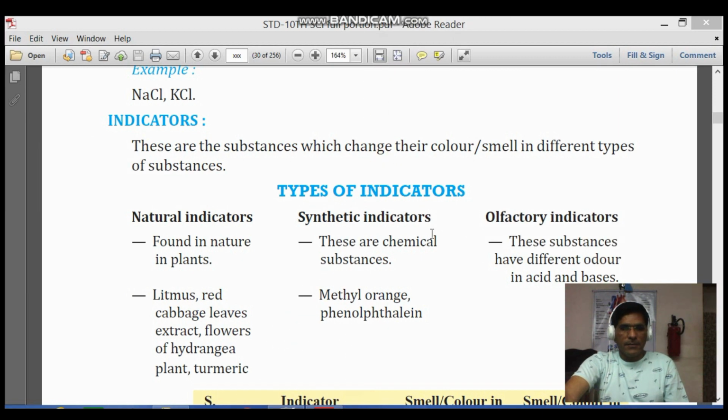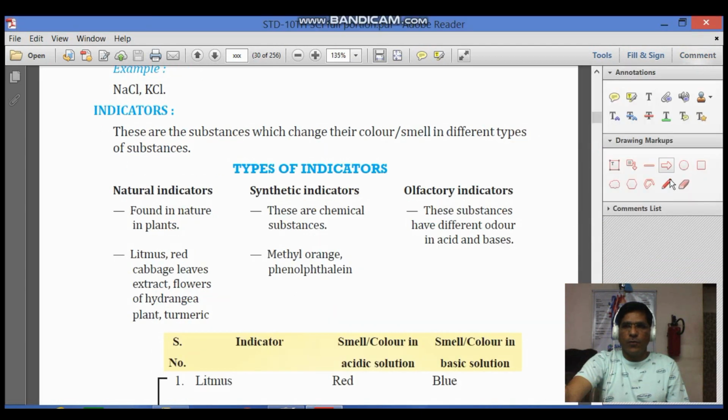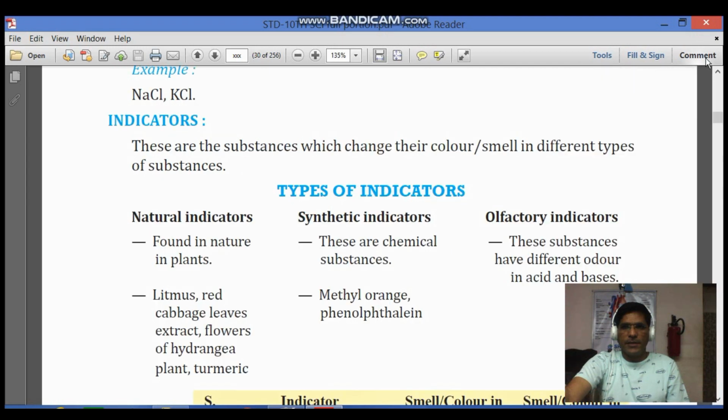To explain lesson number 2, science, the topic related to acid and base we have already completed. Today I want to explain something more related to it, that is, indicators. We have completed acid, base and salt. Acid we have completed, base we have completed, and salt we have completed.